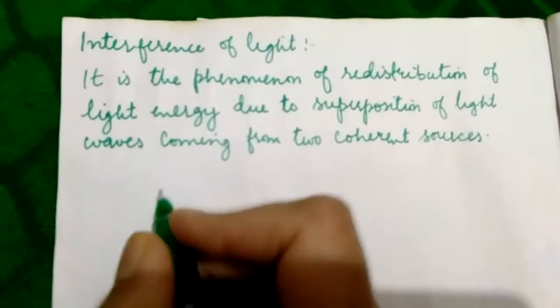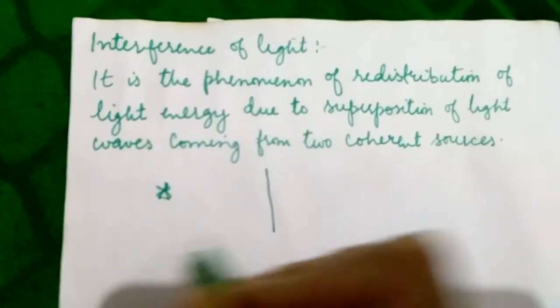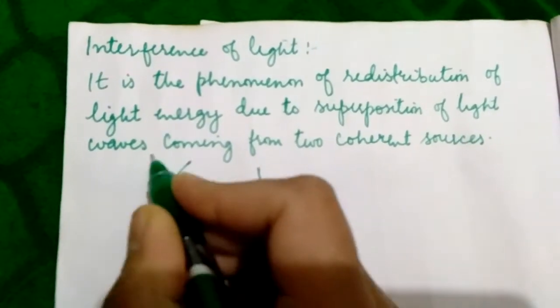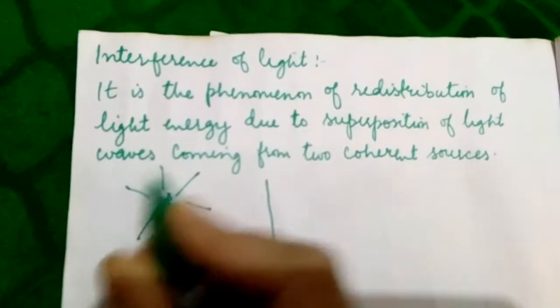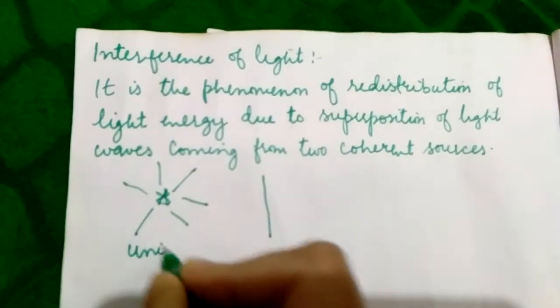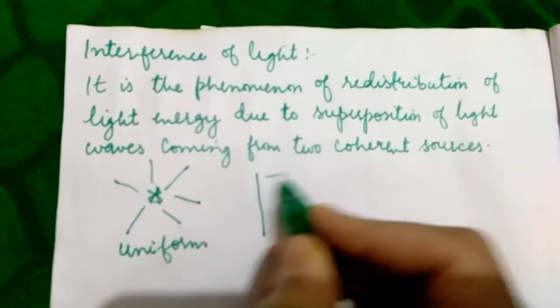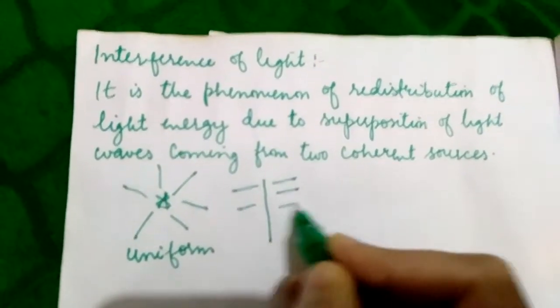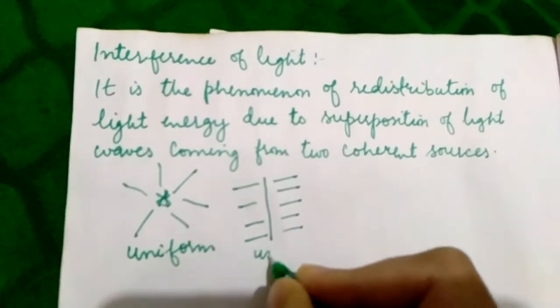Now suppose you have a single light source. It can be a point source or it can be a line source. It is giving light waves in all possible directions. So the pattern of distribution is uniform, right? Similarly, if you have a line source, it is also giving light waves in all possible directions, and the pattern of distribution is uniform.